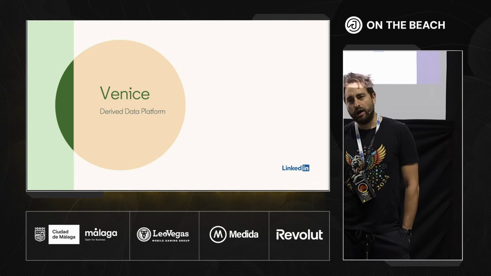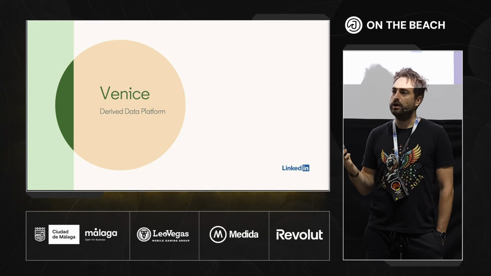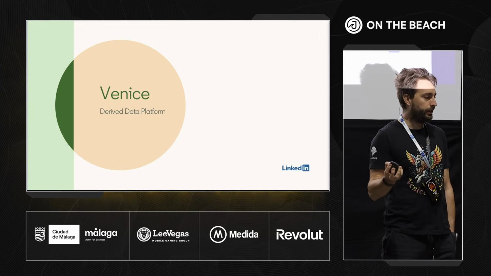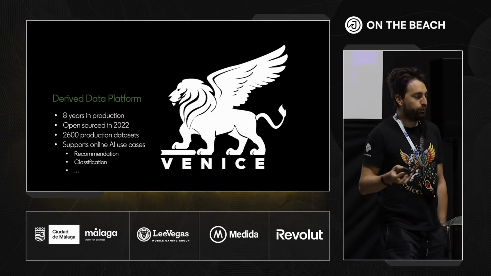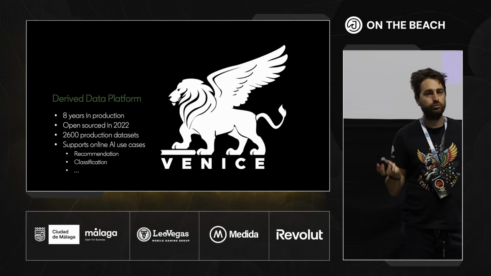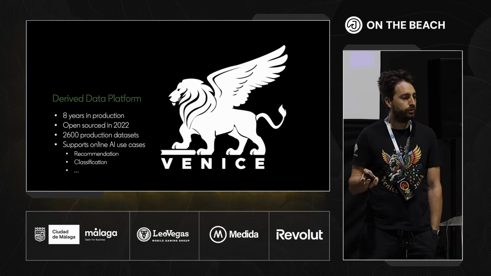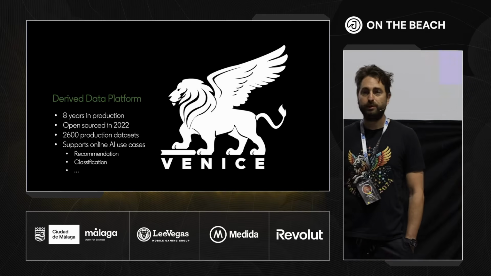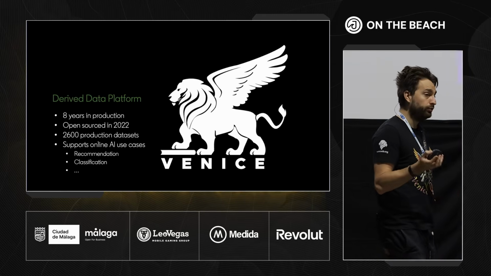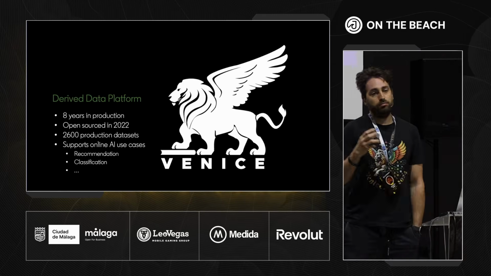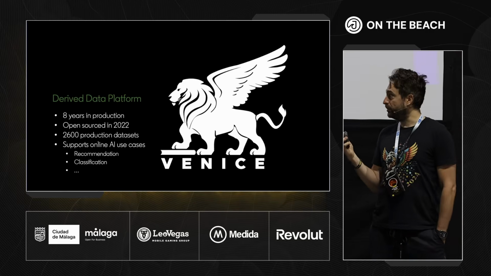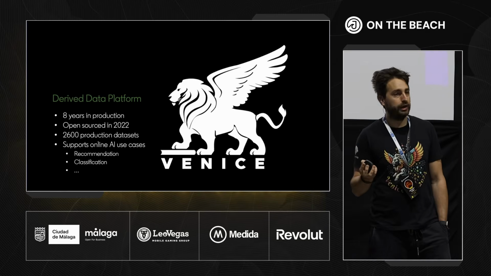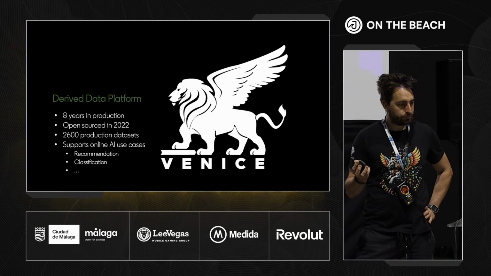Now, I want to make that a bit more concrete by talking about Venice, which is one of the derived data systems we have at LinkedIn. Venice has been running in production more than 8 years at LinkedIn. We open sourced it a little less than 3 years ago. It hosts more than 2,600 production data sets, mostly in the space of online machine learning inference. A lot of the use cases are recommender systems, and I'll give a couple of examples. There are also classification use cases, and even some non-AI use cases are hosted in Venice.